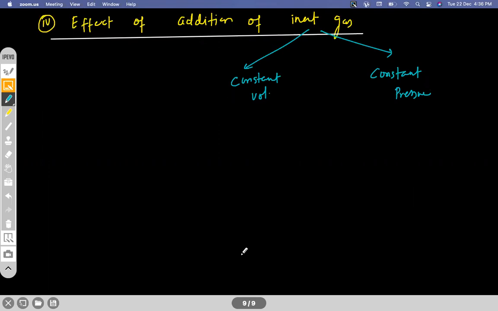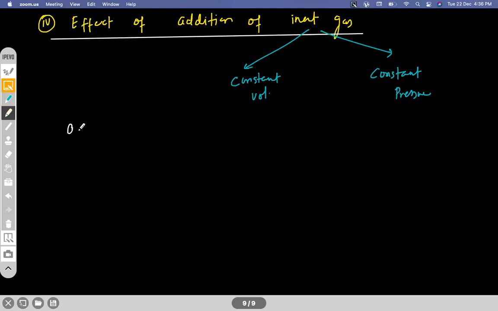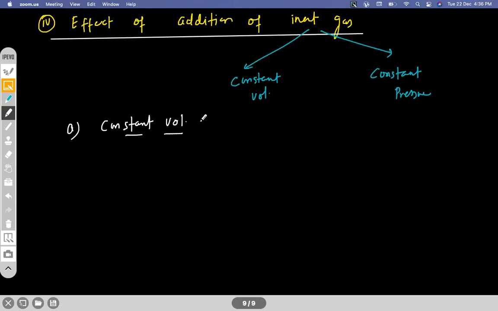Right? So what happens if we add it at constant volume and constant pressure? Both conditions we are going to see here. The first one, A, is at constant volume. So it means we are adding inert gas, but there is no effect on the volume.